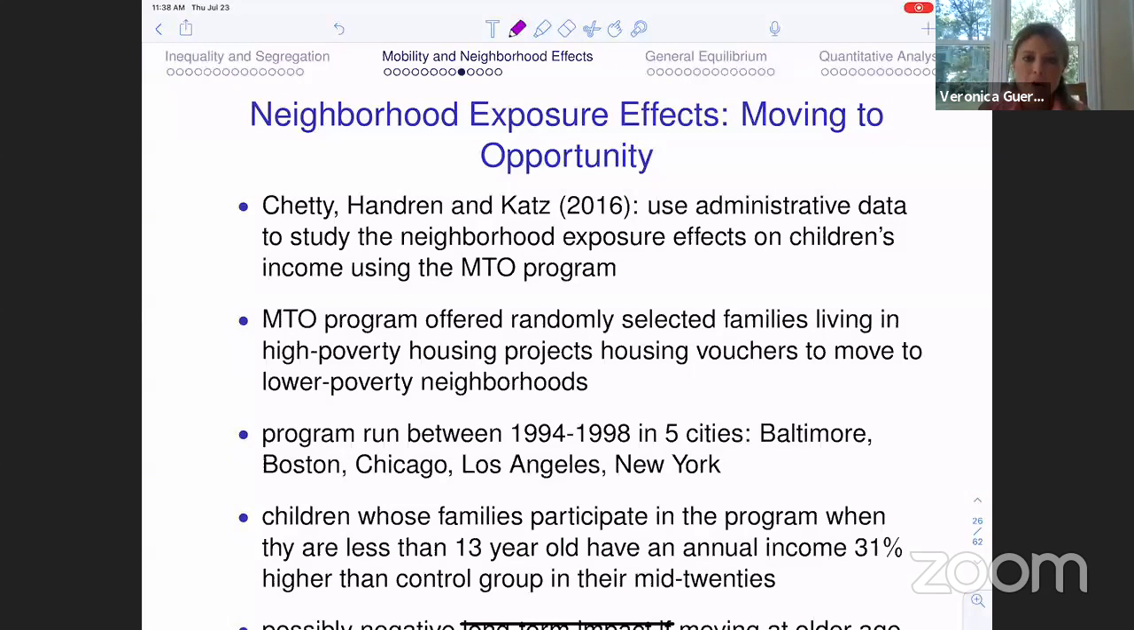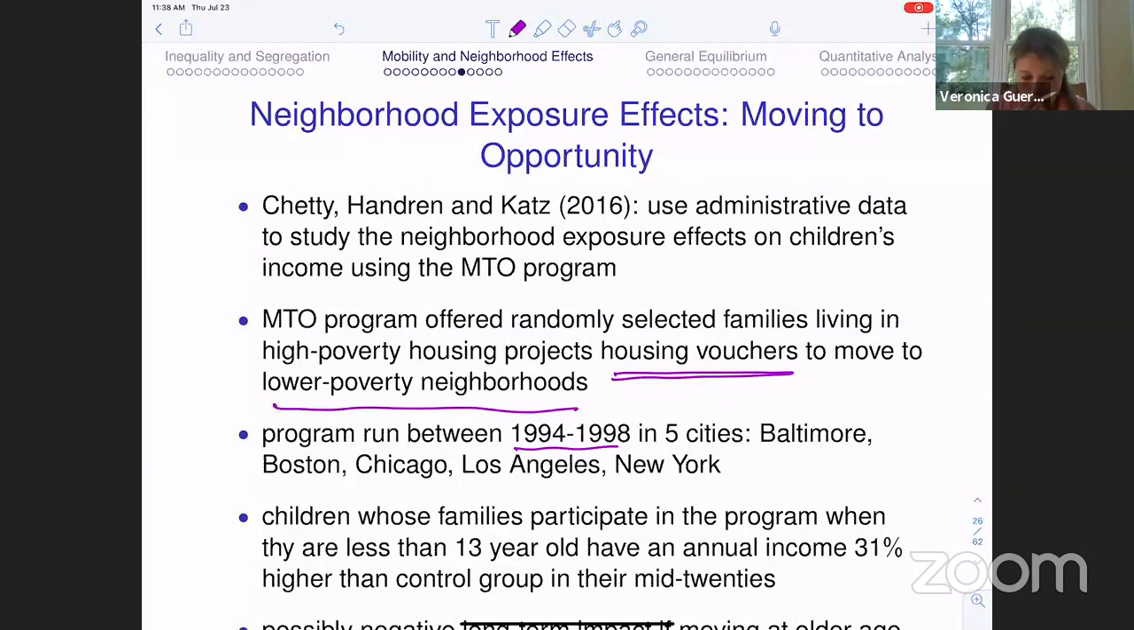First, they have a paper where they exploit this program, the Moving to Opportunity program, that was implemented and run in the US between 1994 and 1998 in 5 cities: Baltimore, Boston, Chicago, Los Angeles, and New York. And this program offers randomly selected families living in high poverty housing projects housing vouchers to move to lower poverty neighborhoods.